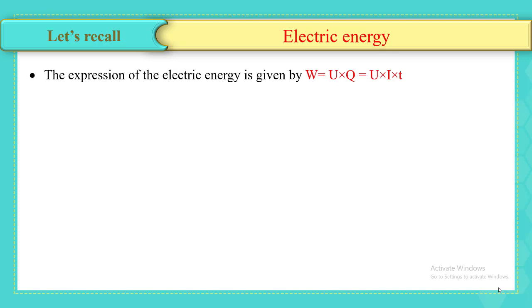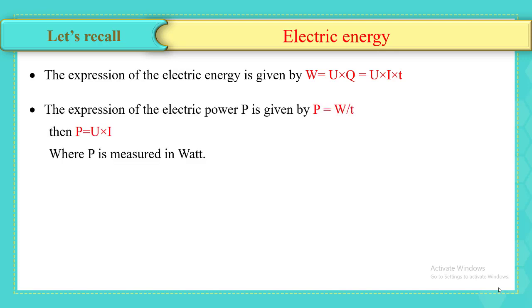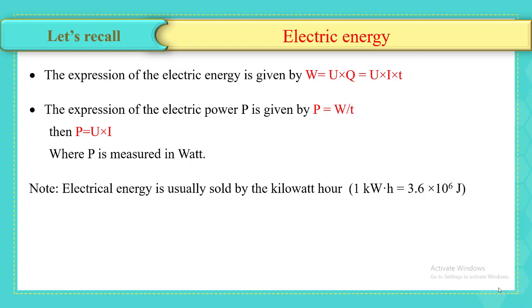The power is defined as the amount of energy consumed or supplied per unit of time, so it is equal to energy over time. By substituting W, we have then P is equal to U times I. The power is measured in watt. Note that the electric energy is usually sold in kilowatt hour, and to convert from joule to kilowatt hour and vice versa, we have to use the relation 1 kilowatt hour is equal to 3.6 times 10 power 6 joule.